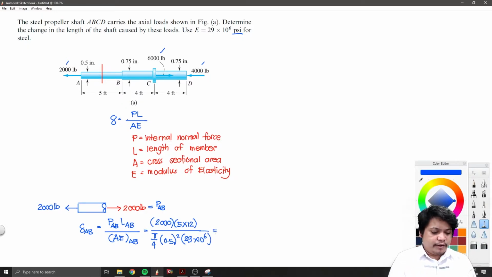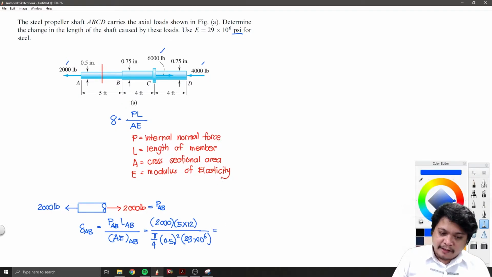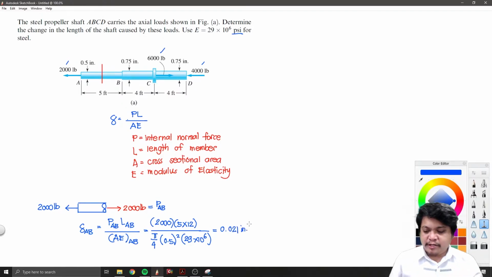So you will be having here 2,000 times 5 times 12 all over pi over 4 multiplied by 0.5 squared times 29 times 10 to the 6. Okay, or you have here in 3 decimal places, kasi masyadong maliit ang mga deformation, 0.021 inches.